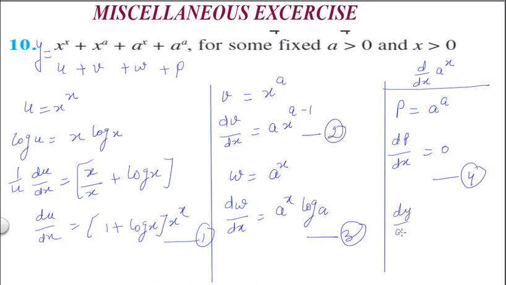So now dy by dx will be given as, by adding du by dx plus dv by dx plus dw by dx and plus dp by dx. Now you know all the four values, you can simply add them and can write the answer. So this is all for today's discussion.